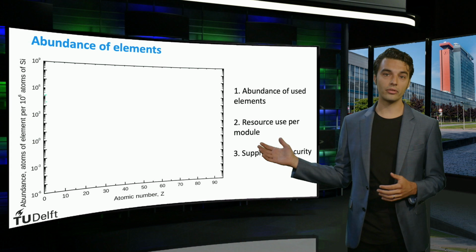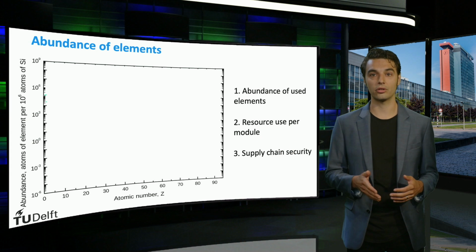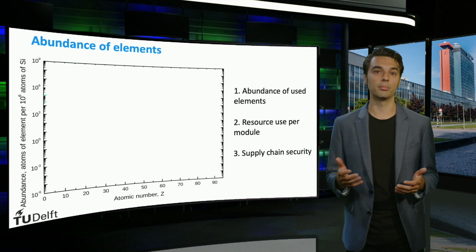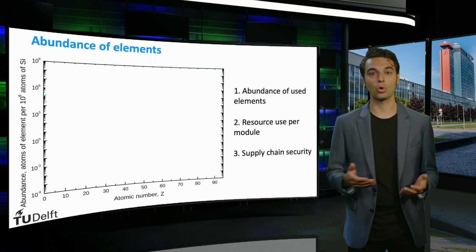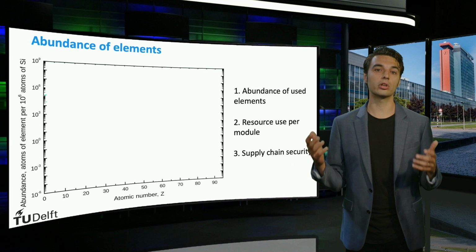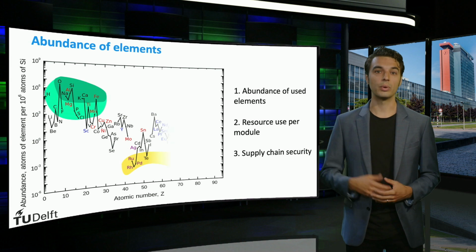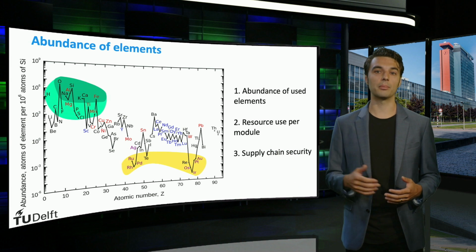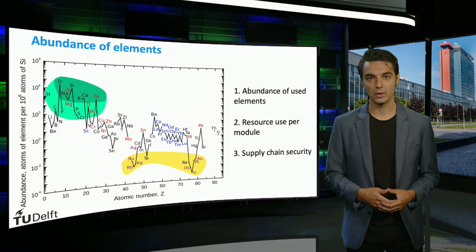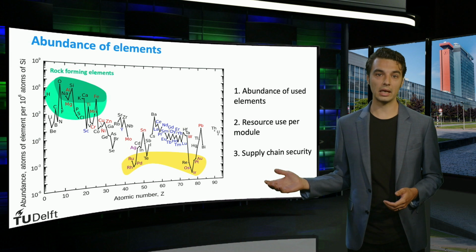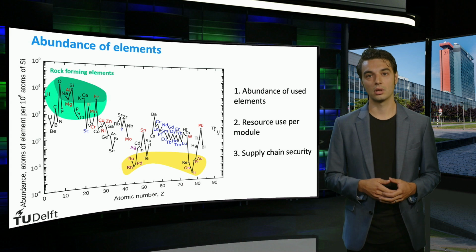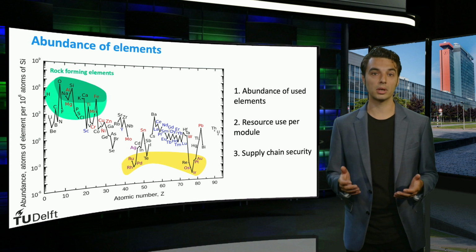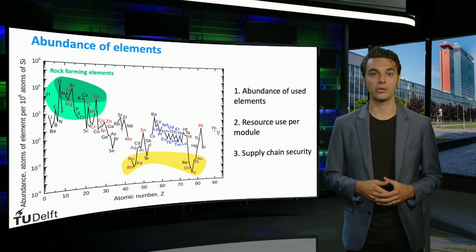In this graph, the y-axis or vertical axis shows the number of atoms per million silicon atoms in the Earth's crust. The x-axis or horizontal axis shows the atomic number. We now populate it with the different elements found in the Earth's crust. We can indicate the rock-forming elements, which are most abundant and can most easily be mined. With increasing atomic number, the elements become less abundant.